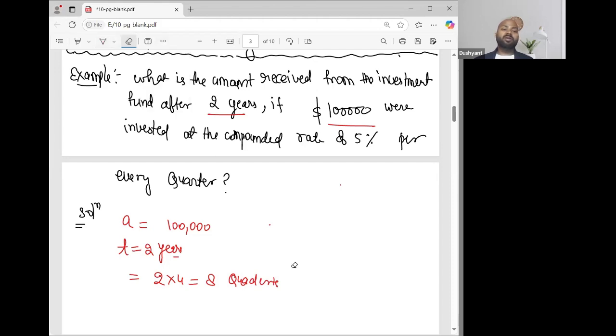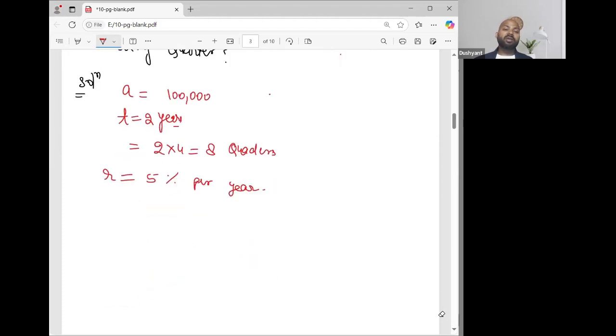Now the rate. If the rate is 5%, this is per year, but I need quarterly. Let me see what is given. So invested 5% per quarter. No, per quarter is already given, not per year. As per the question, per quarter is given.